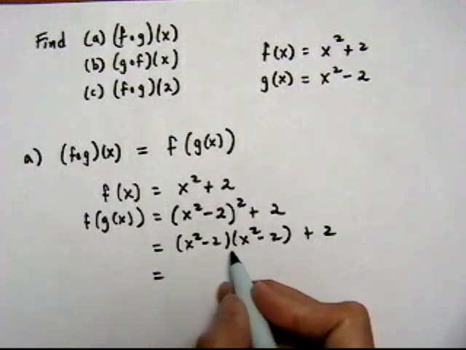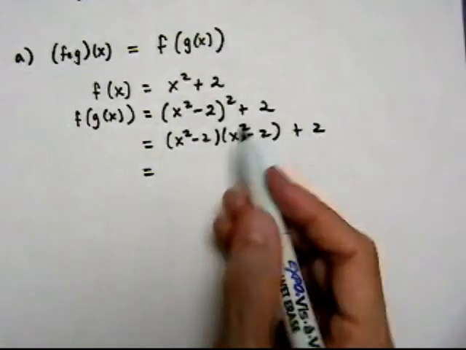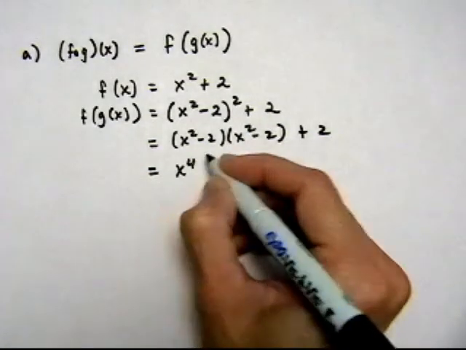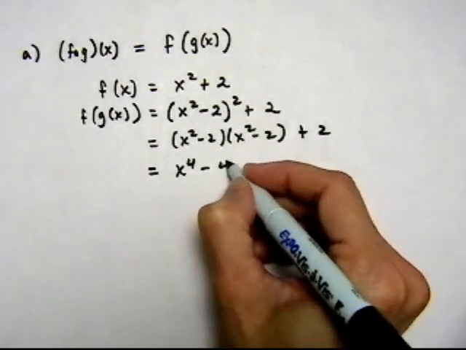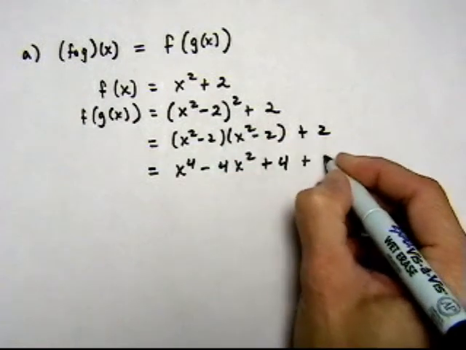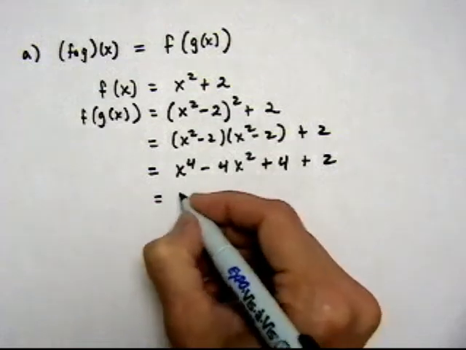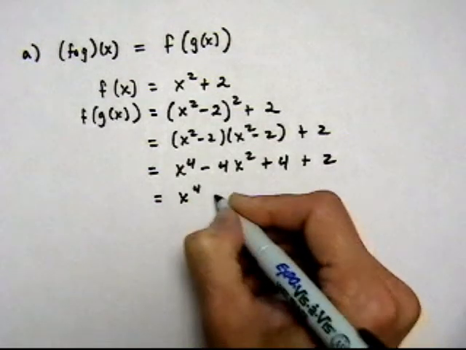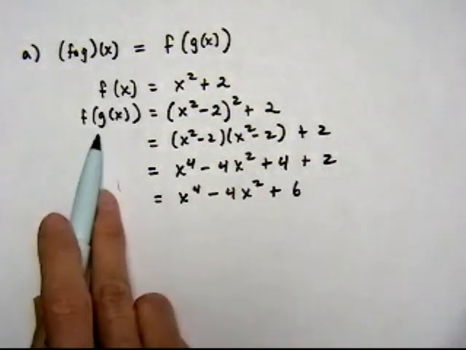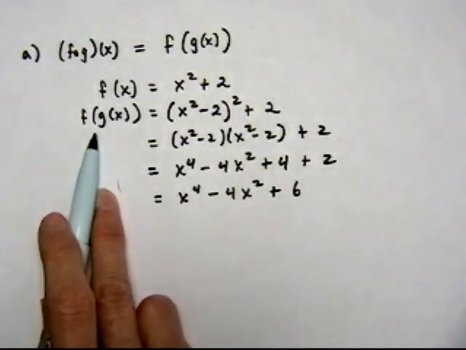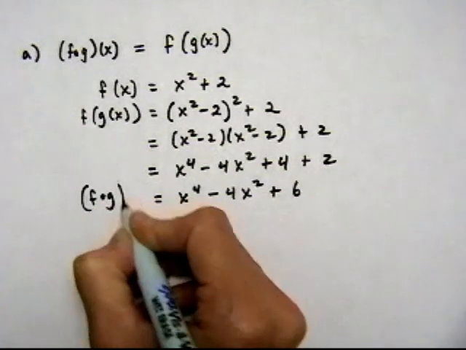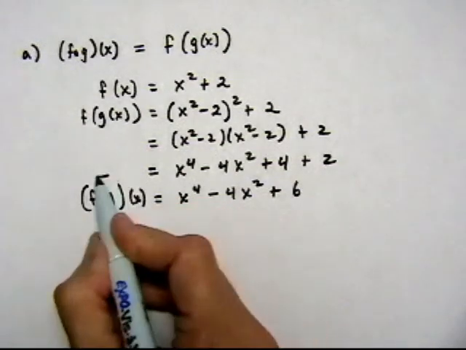So multiplying out, we get x squared times x squared, or x to the 4th, minus 2x squared minus 2x squared is minus 4x squared, and then plus 4. Bring down the plus 2, and we have x to the 4th minus 4x squared plus 6. And that's what f of g of x equals. And that's just another way of writing f of g of x. So here's our answer.